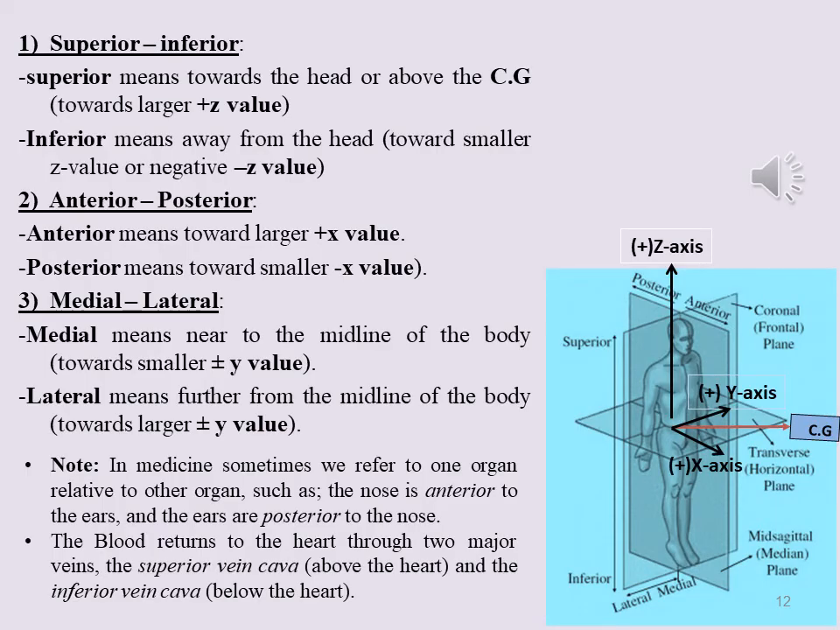1. Superior, inferior. Superior means towards the head or above the CG, towards larger Z value. Inferior means away from the head, towards smaller Z value or negative Z value.